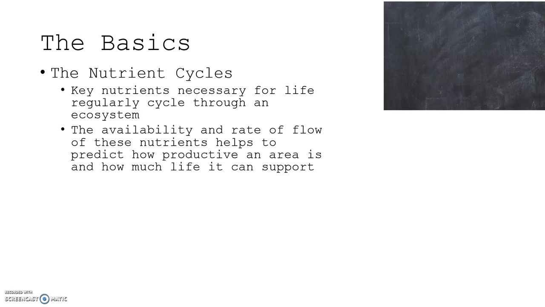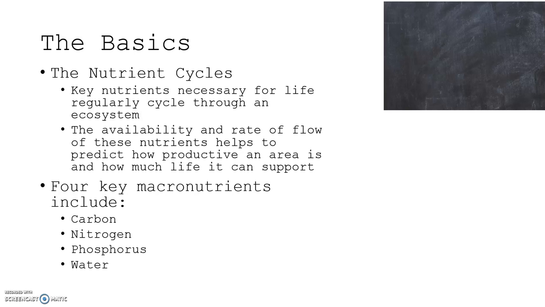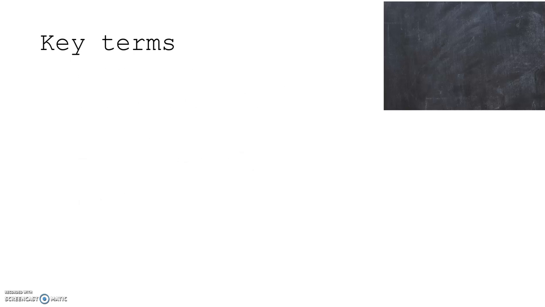The availability and rate of flow of these nutrients helps to predict how productive an area is and how much life it can support. The 4 key macronutrients include carbon, nitrogen, phosphorus, and water. This is just a quick overview and by no means the full lesson. So if you need more resources, please refer to the videos on the College Board site. That will give you some of this in more detail.